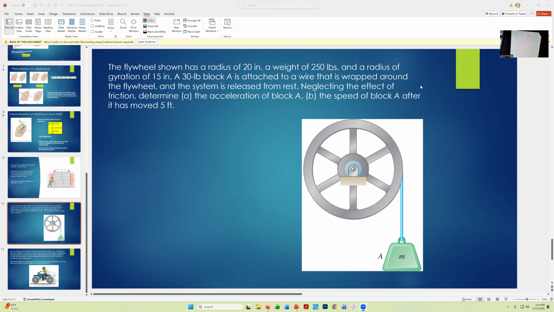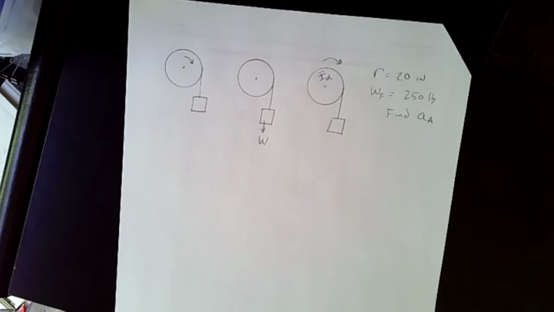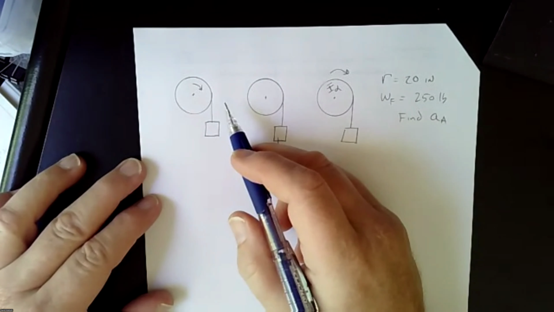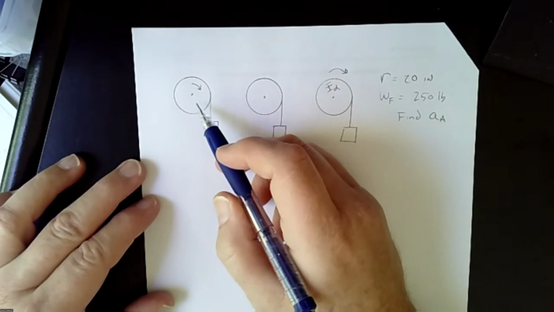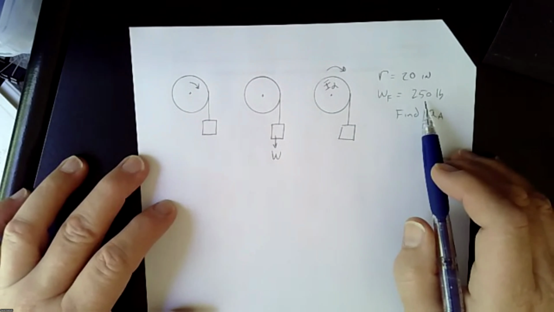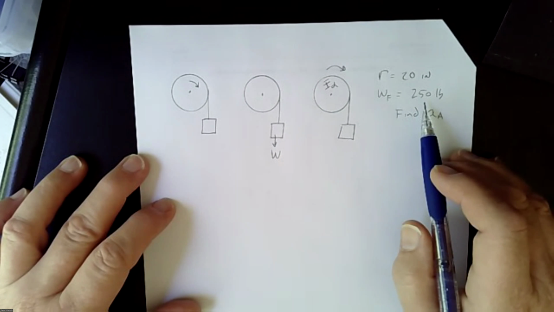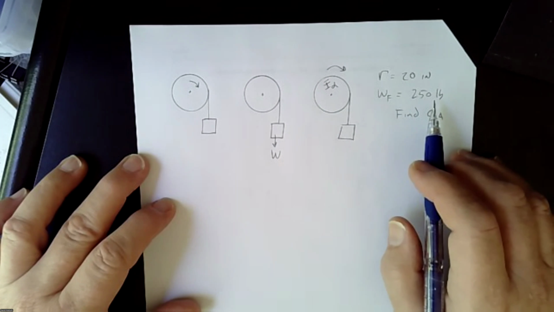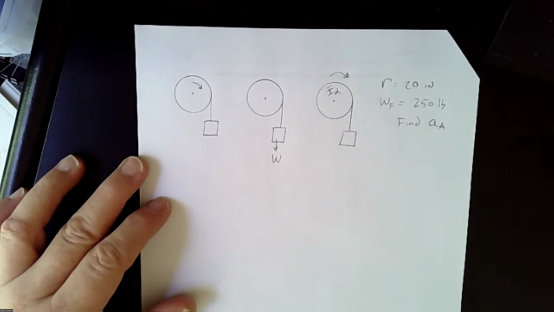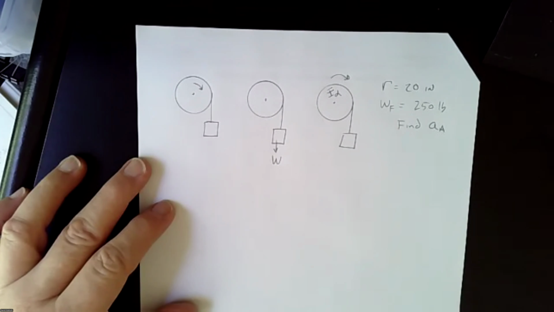Okay, well, let's go ahead and solve it. All right, so here's what it looks like. Now, we have the actual wheel. I've written the radius is 20 inches. The weight of the flywheel is 250 pounds. The mass that we're given, again, was 30 pounds. Sorry, I just want to make sure I got that right.